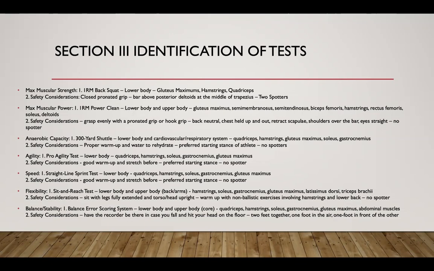You have to be able to steal bases and get to balls that maybe a catcher or a third baseman can get to, which is why you would be in the outfield. For flexibility, we did the sit and reach test. And for balance and stability, I did the balance error scoring system.